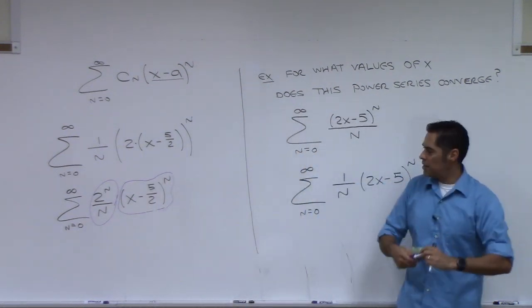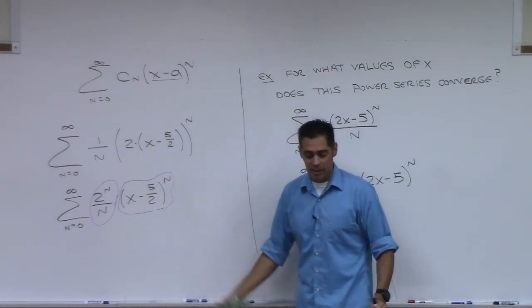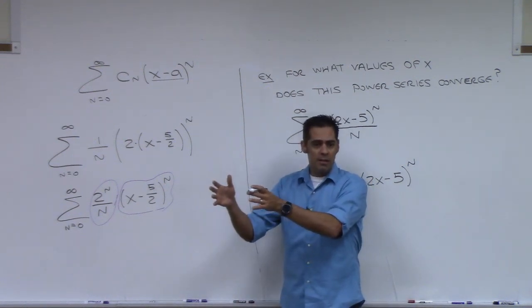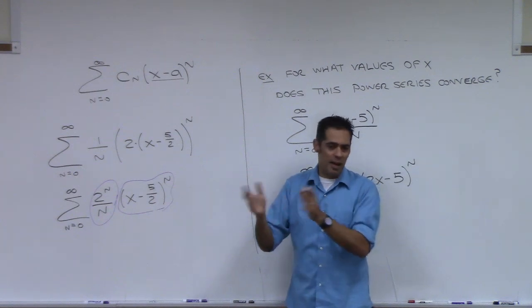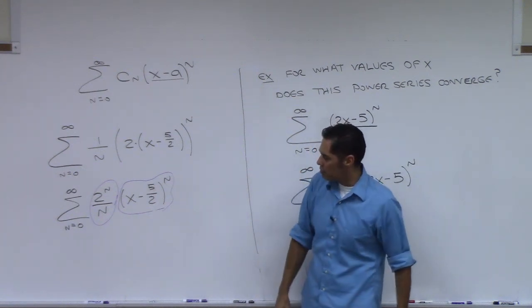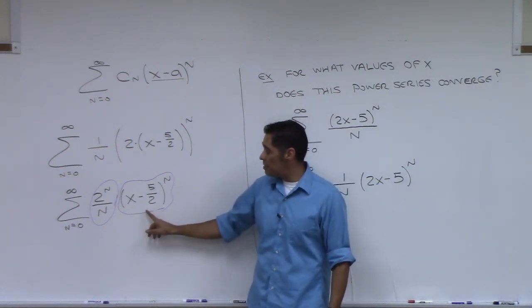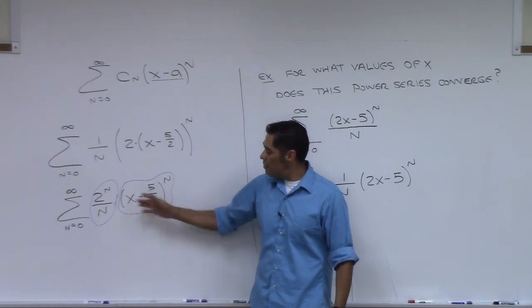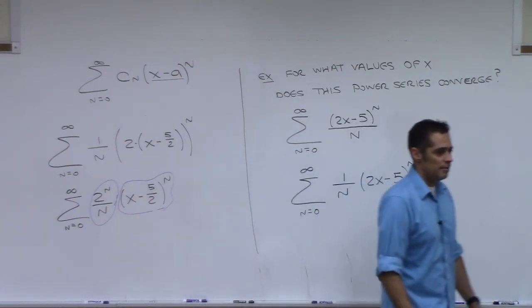So this is a power series centered, I haven't said that yet. I said a power series about a, right? You can also say a power series centered at a. Centered or about is interchangeable. So this is a power series about the number 5 halves. So now what we would do is we would run a ratio test on that.